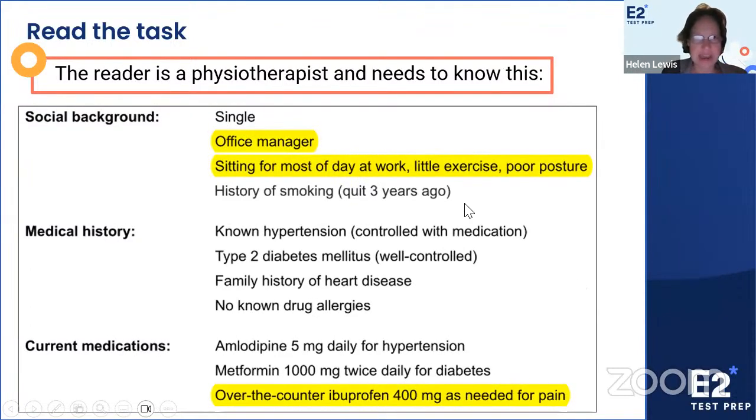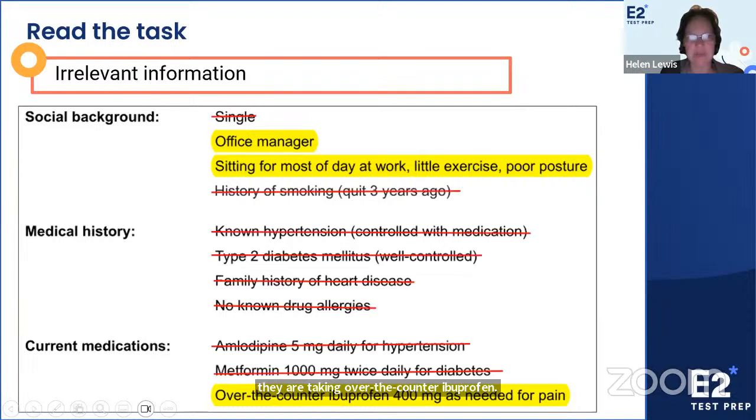Okay, so here we have the information. The reader is a physiotherapist and needs to know this: that the patient is an office manager and that they are sitting for most of the day at work. They take little exercise and have poor posture. Okay, and they are taking over-the-counter ibuprofen as needed for pain. Now, the other information is actually irrelevant.